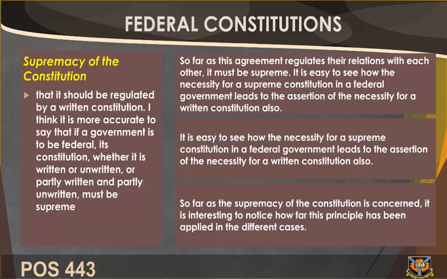Supremacy of the Constitution. That it should be regulated by a written constitution. I think it is more accurate to say that if a government is to be federal, its constitution, whether it is written or unwritten, or partly written and partly unwritten, must be supreme. So far as this agreement regulates their relations with each other, it must be supreme. It is easy to see how the necessity for a supreme constitution in a federal government leads to the assertion of the necessity for a written constitution also.